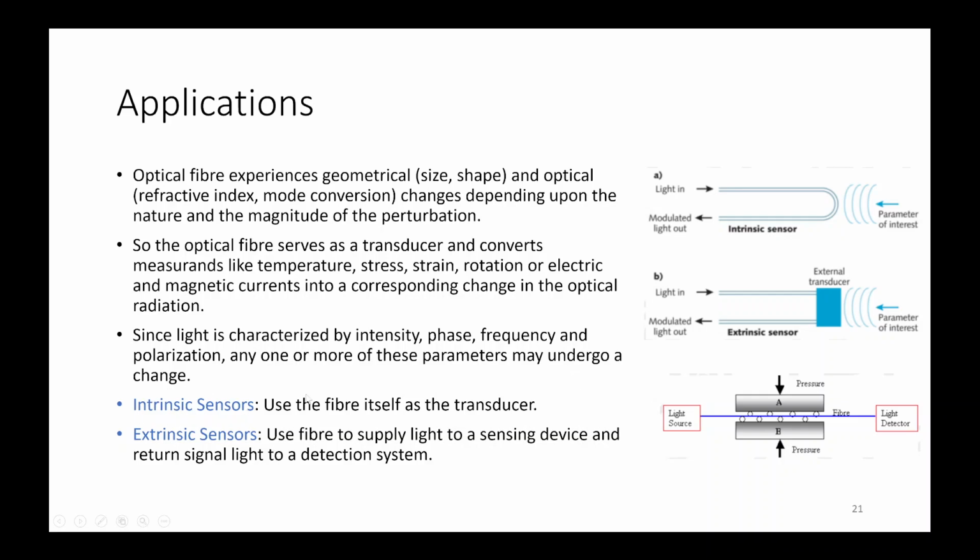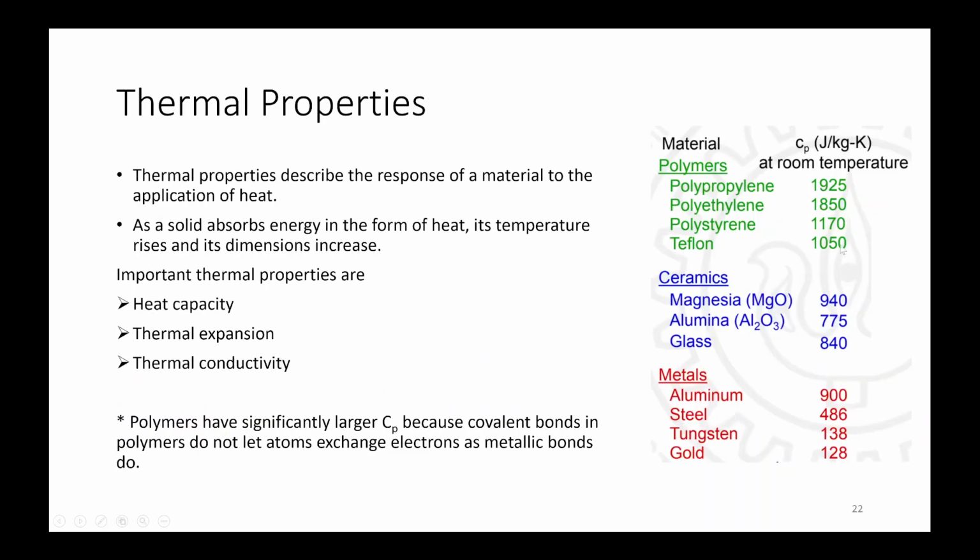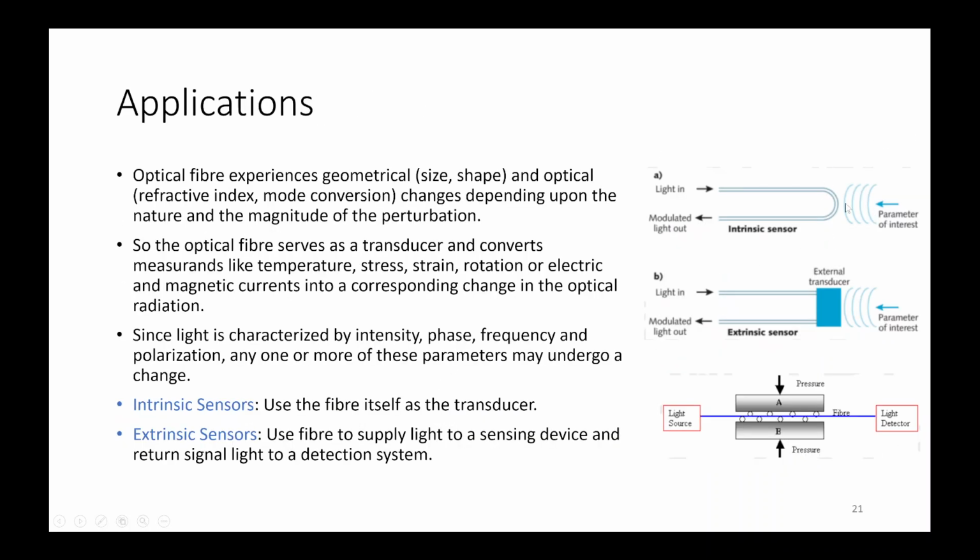First is intrinsic. Here the optical fiber itself will act as the transducer. So here the parameter is changing, the fiber itself is detecting it, and modulated light is getting out. Extrinsic will use the fiber to supply light to a sensing device. This device will sense any change in temperature or anything, and it will send a different signal to the optical fiber.